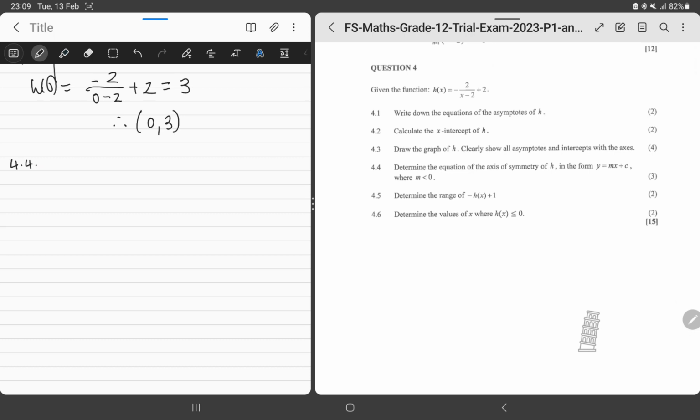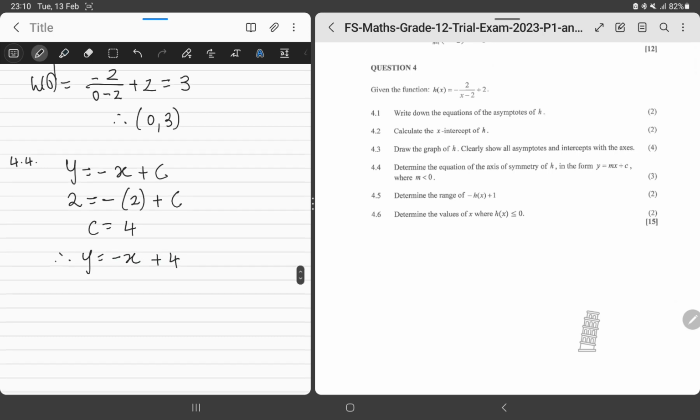4.4. Determine the equation of the axis of symmetry of h in the form y equals mx plus c, where m is less than 0. So they want the equation of the axis of symmetry with a negative gradient. y is equal to negative gradient x plus c. y should be equal to 2, and x should be equal to 2. So c is equal to 4. Therefore, y is equal to minus x plus 4.